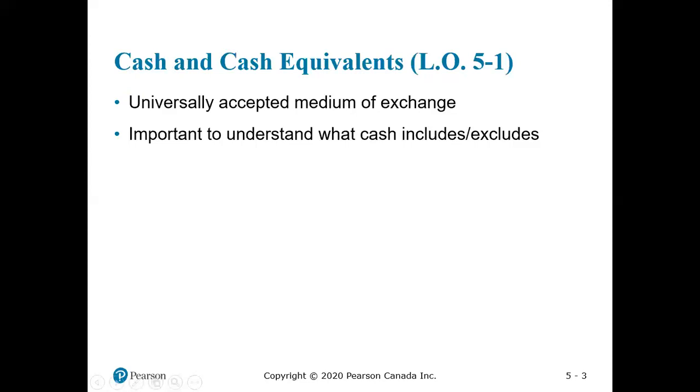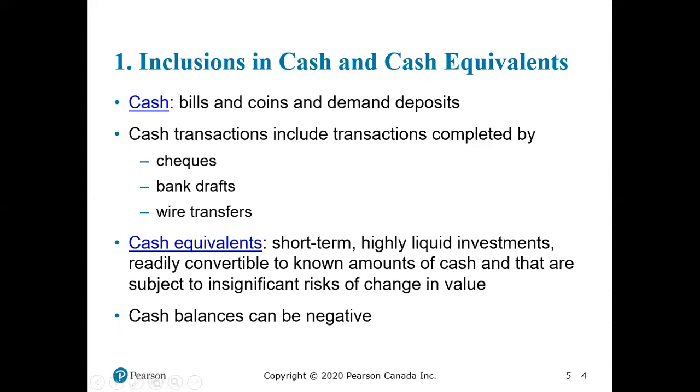So, cash and cash equivalents. Cash is the universally accepted medium of exchange. So it's important to understand what cash includes and excludes because it's not necessarily just straight cash. Inclusions in cash and cash equivalents: cash is pretty self-explanatory. It's bills and coins and demand deposits. Cash transactions include transactions completed by writing or receiving checks, bank drafts, and electronic wire transfers.